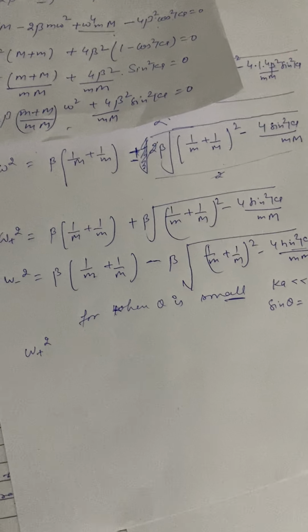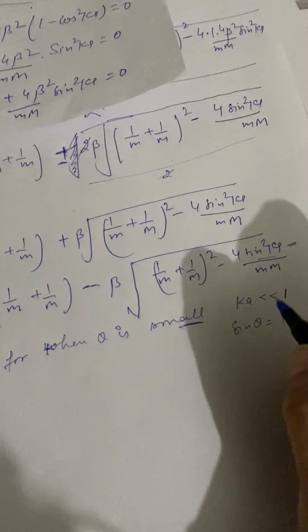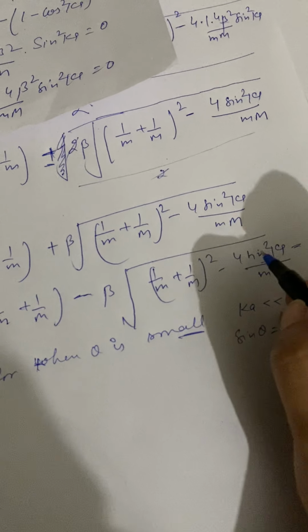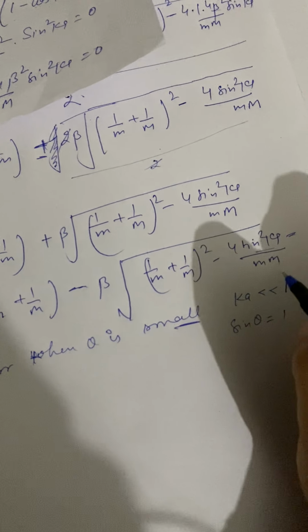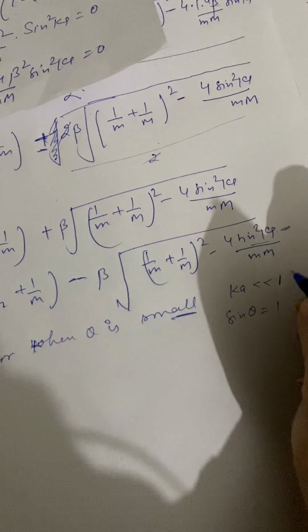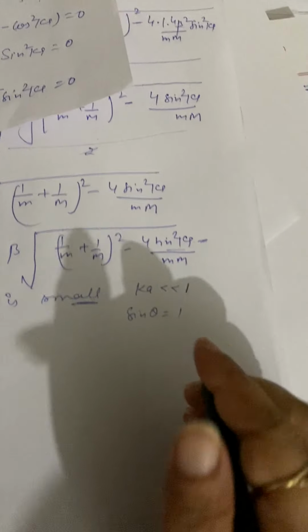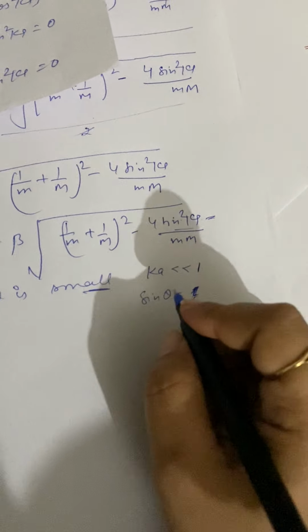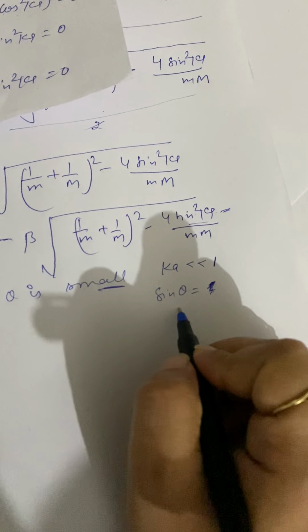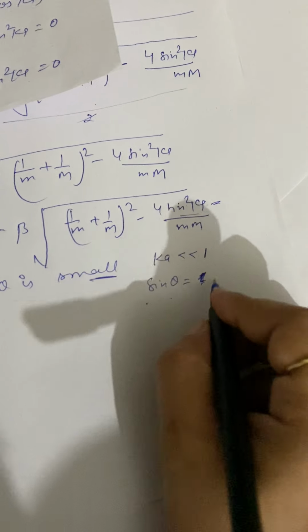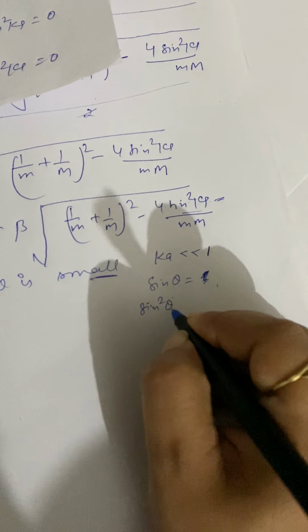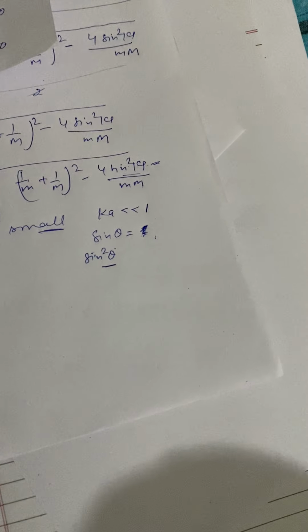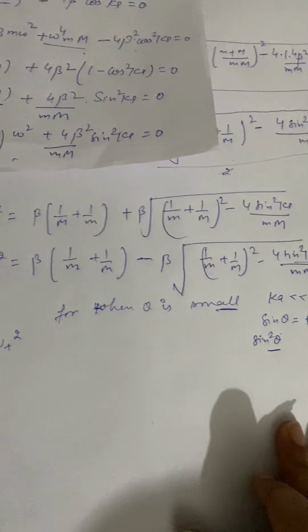So when k is less than 1, sine theta, it is here sine square theta, so the value of sine square will be smaller, so we can neglect it. Sorry, when we take theta small, then sine theta is very small and sine square theta will be even smaller, so we can neglect it here.